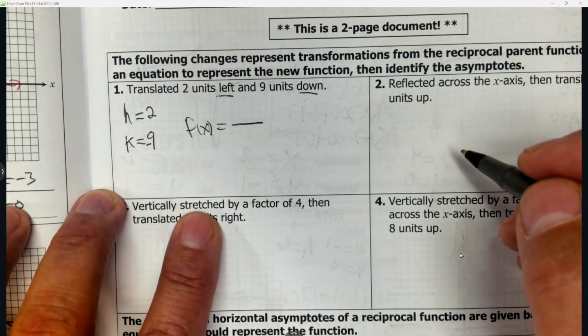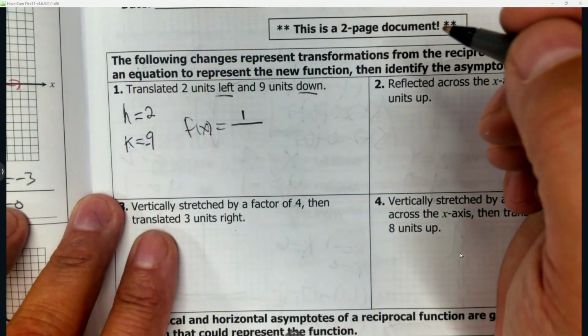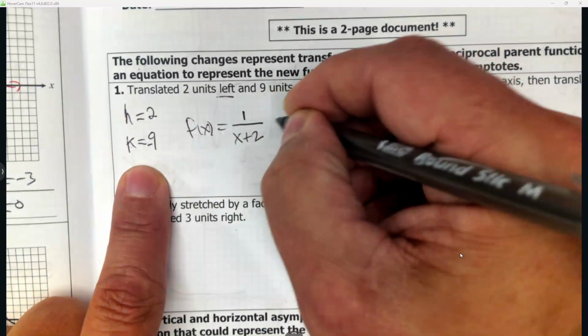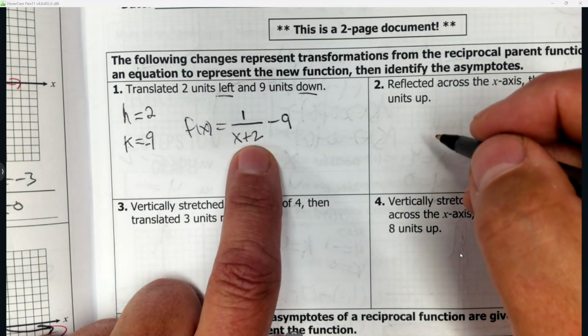So see this word stretch. That means if there's no stretch, then 1 is the default number. And then in the denominator would be x plus 2, and then the last number would be minus 9. So this represents the opposite direction. So 2 to the left and 9 down.